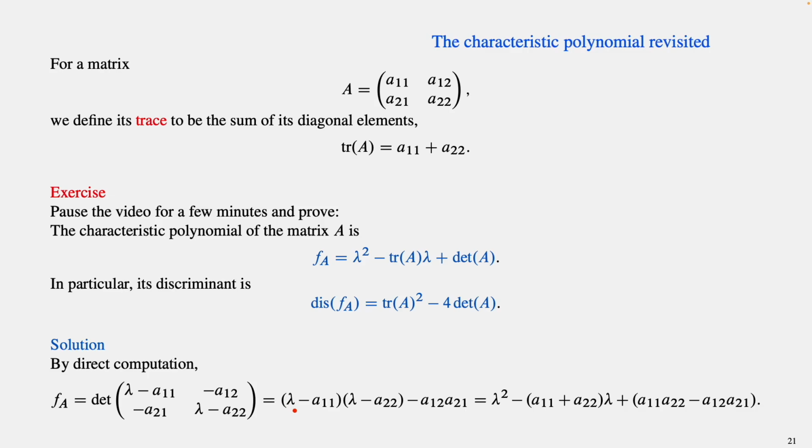Now we multiply out these two factors here, so if we collect the terms, we get lambda squared minus (A11 plus A22) lambda plus A11 A22 minus A12 A21. Then we see directly that this here is the trace, and we recall that this is the determinant of the matrix A. So we have established this nice formula here. If we know the trace and the determinant, we can immediately write down the characteristic polynomial. That might sometimes be easier than computing it in this way, and from this we can immediately read off the discriminant.